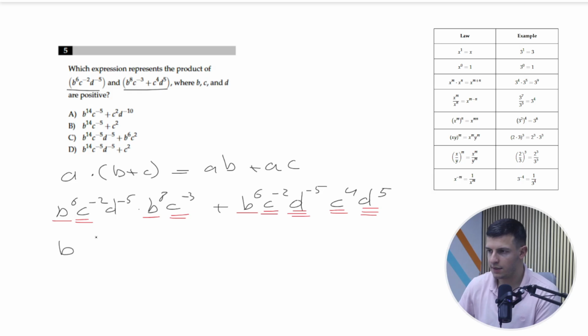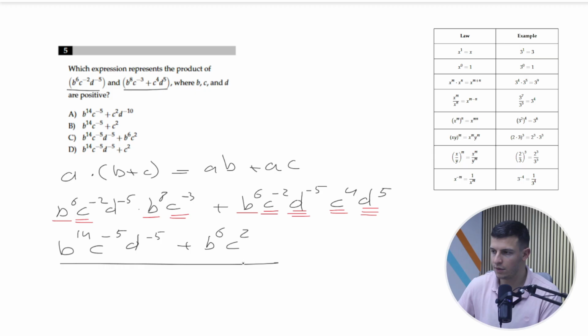Okay, so 2 B's here. We've got B6 and B8. When we multiply them, we add the tops. This is B14. Same goes for C negative 2 plus negative 3. That's going to be negative 5. D will stay as it is. And here we don't have another B, so B will stay as it is. C will become negative 2 plus 4, which is going to be 2. And D is going to be negative 5 plus 5. They will cancel each other out. It will be 0. So that should be our answer. Let's see if we have it. B6, C2. It seems like it is this one. B14, C5, D5. Yes.